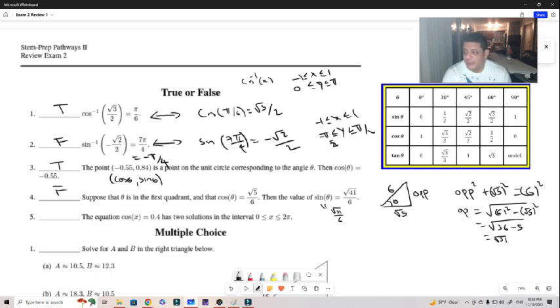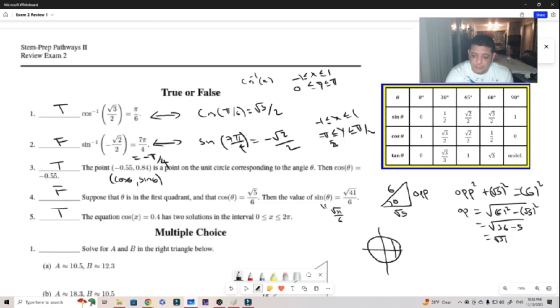Now, question 5 says the equation cosine of x equals 0.4 has two solutions on the interval 0 to 2 pi, and this is true. Notice that we're talking about the interval 0 to 2 pi, so we're covering a full circle. And when we're doing cosine, cosine is the x coordinate in the unit circle.